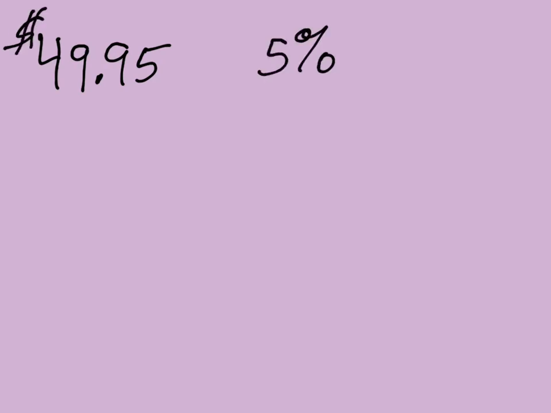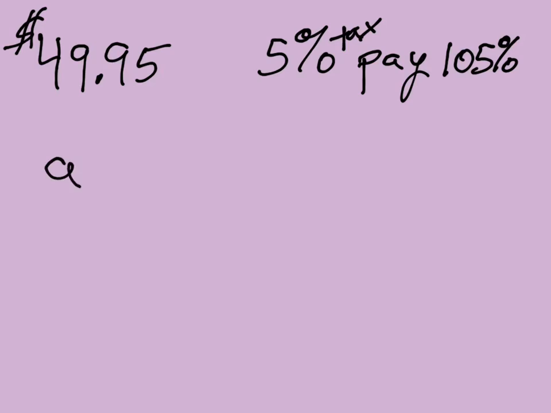Let's look at another example. Let's say you buy something at $49.95, and there is a 5% tax. That means you are paying, there's 5% tax, you pay 105%. So we do A equals 1.05, which is 105% of $49.95.